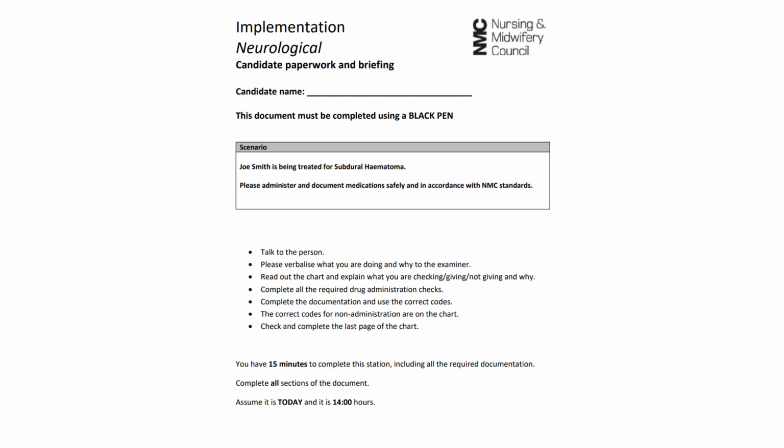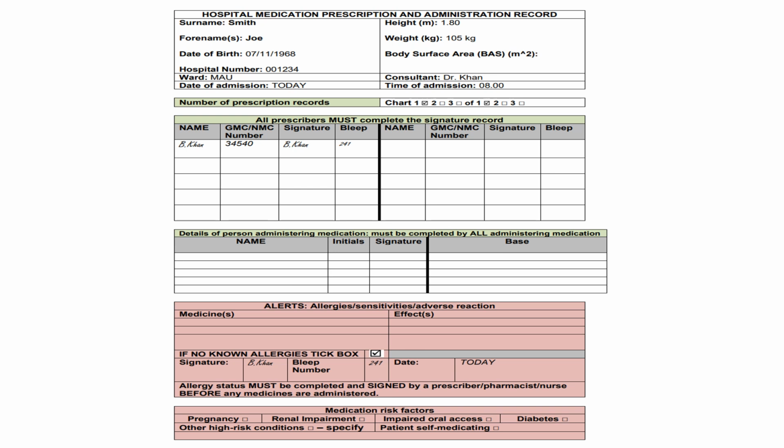ठीक है, assume it is today, the date is of today and time is 2:14 hours. So we have to give the medication which is due at 2 p.m. Okay, then we have to read this: surname Smith, forename Joe, date of birth 07/11/1968. We have to check that with the patient ID band. Joe Smith, date of birth 07/11/1968, hospital number 001-234, ward is MAU, medical administration admission unit, and date of admission is today.